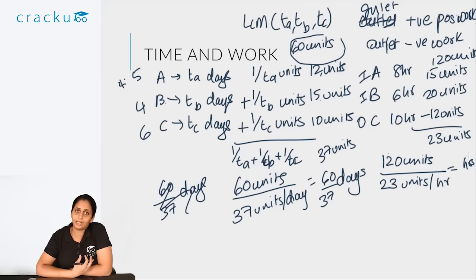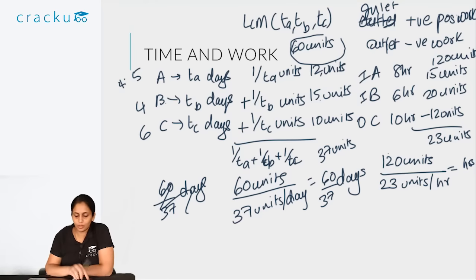Convert time taken into efficiency. Add together efficiency when people are doing positive work, and take negative efficiency when something is acting against it, like an outlet pipe. Sum the efficiency to get the combined efficiency. The total work to be done divided by the combined efficiency gives you the time taken. So this is the basic fundamental behind time and work as such.